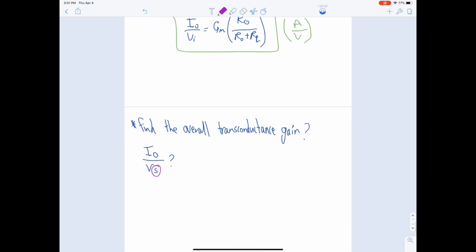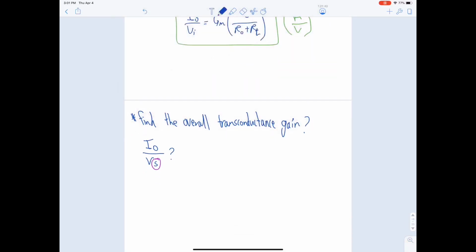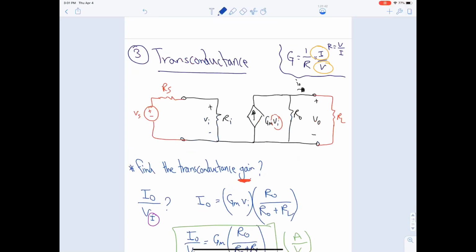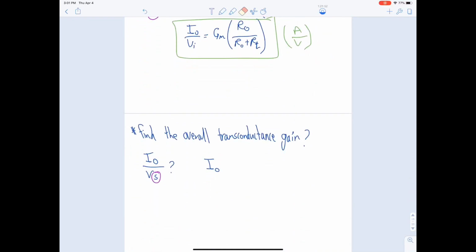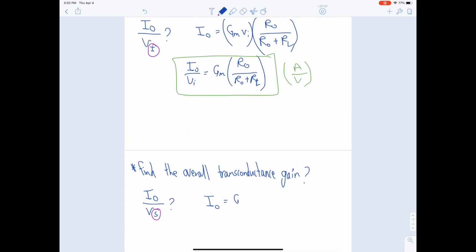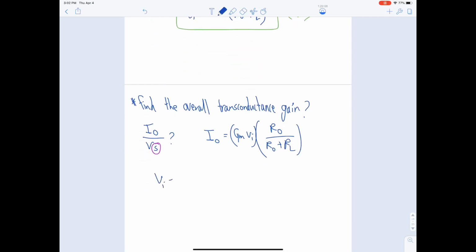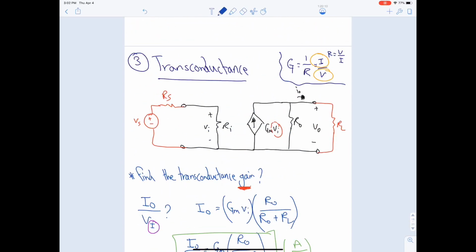Okay. So where should we start? We should start with the I output. I output in terms of V input, and then V input in terms of Vs, and then we substitute into each other. So IO in terms of V input is what? It's Gm V input multiplied by Ro over Ro plus RL. And V input in terms of Vs is voltage division. It's Vs multiplied by Ri divided by the total.